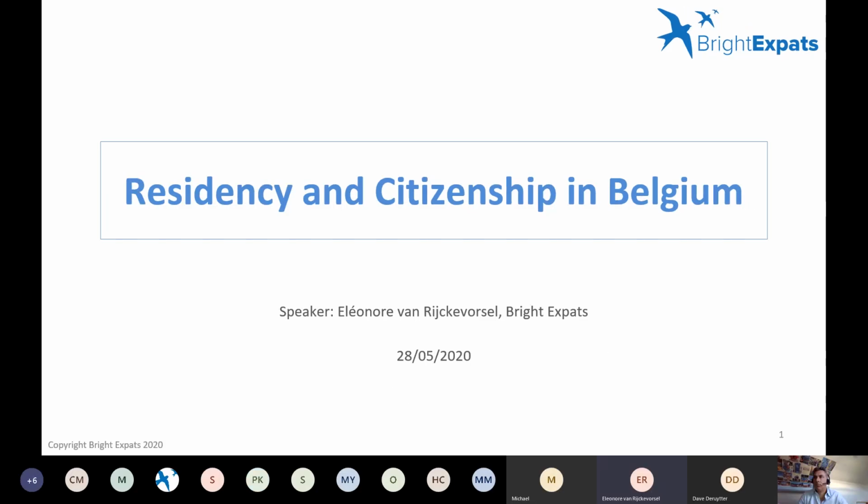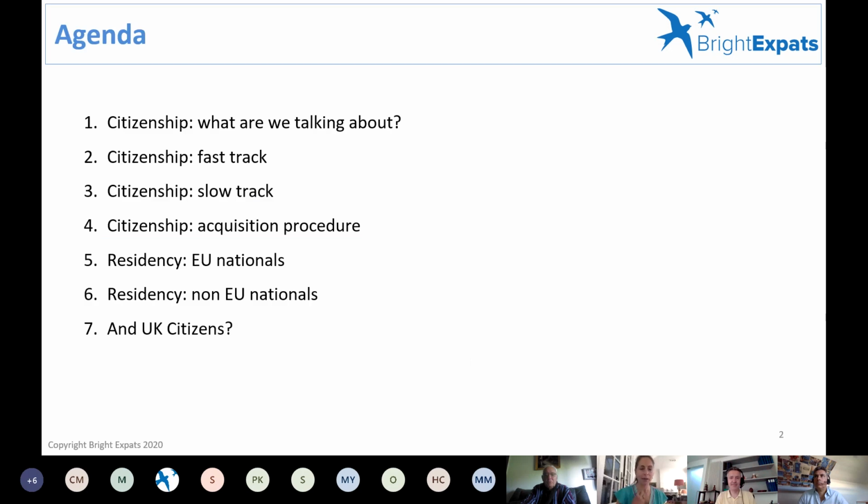Very broad concepts. So we will start by having a closer look at the agenda. What will we be specifically addressing today? We will be talking first about citizenship, but citizenship in a very specific framework. We will see in the next slide which framework. We will also make a distinction between the fast track and the slow track to obtain citizenship within that same framework. We will see what the procedure is to apply and obtain citizenship in Belgium.